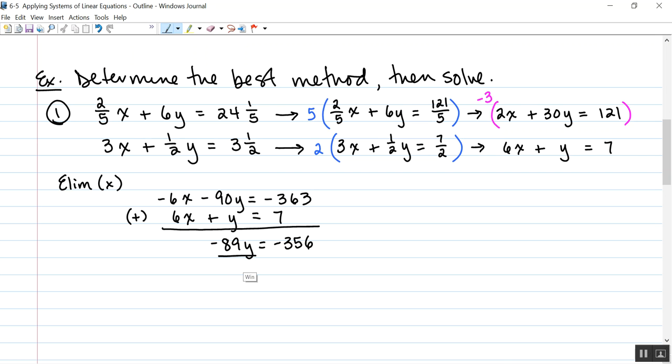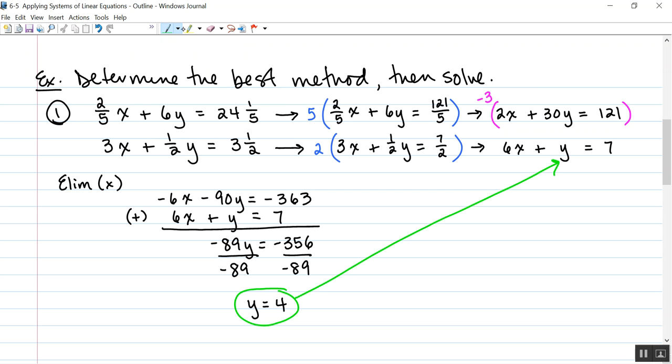-356. And when I divide both sides by -89, use your calculator, I get that y equals 4. All of those nasty numbers for just y equals 4. Okay, now take this 4 and plug it into either of the equations. I'm not going to use the original. It has fractions. I think I'm going to plug it into here because I need to find x.